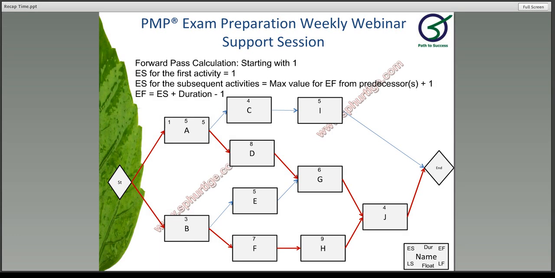Remember, you're not going to just take 1 plus 5. It's not 1 plus 5. It is 1 plus 5 minus 1. That's why, if you look at the formula I have given earlier, early finish is equal to early start plus duration minus 1.